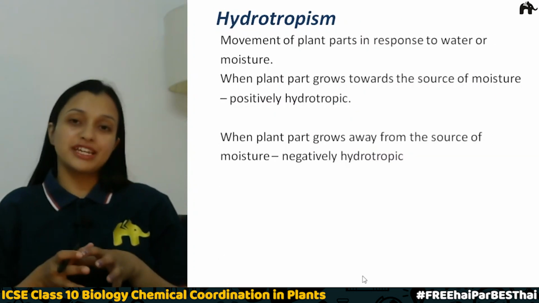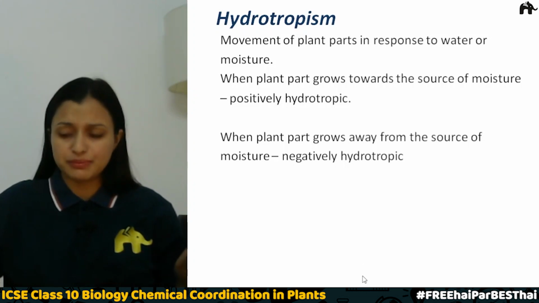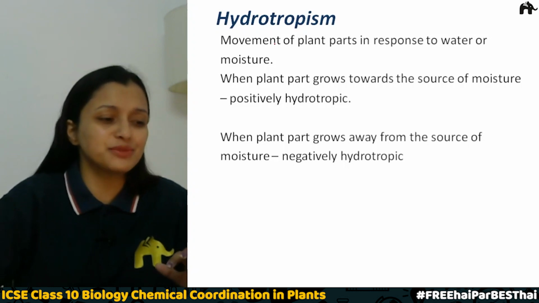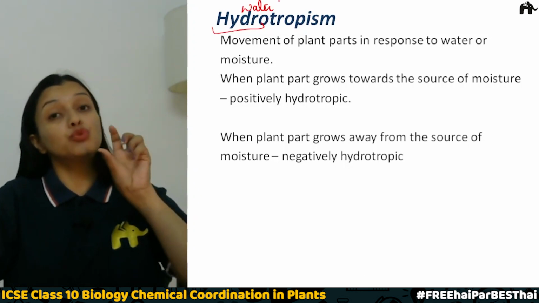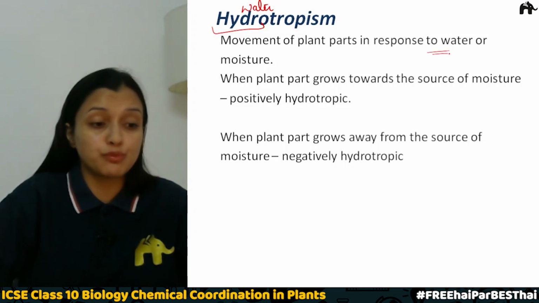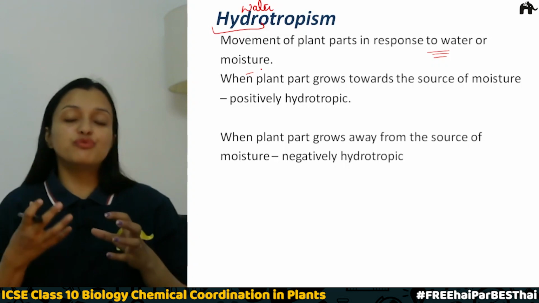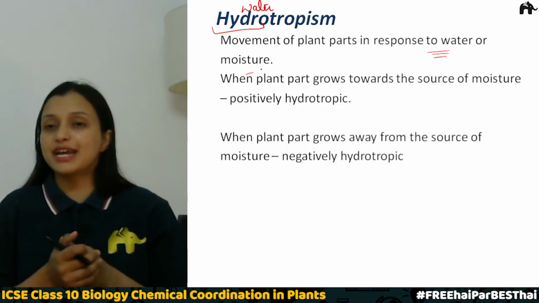Now talking about the next type of tropic movement, that is hydrotropism. From the word hydro, what comes into your mind? We are talking about water, right? So the movement of the plant parts in response to water or moisture. Moisture is also water, right? So the movement of the plant parts in response to moisture or water is called hydrotropism.